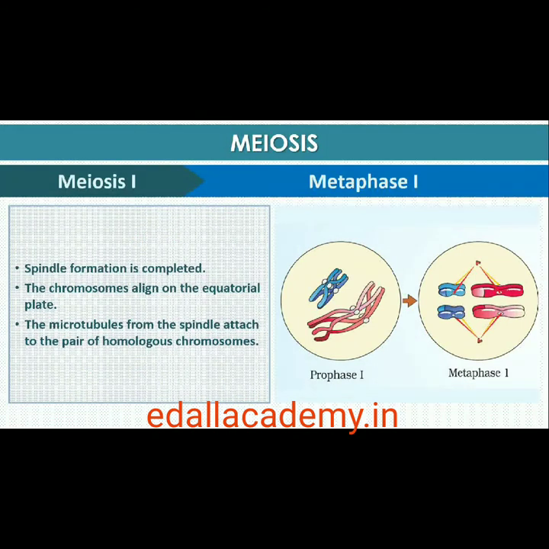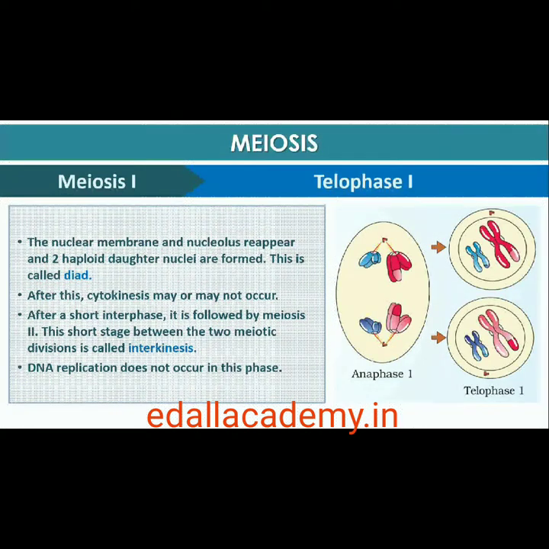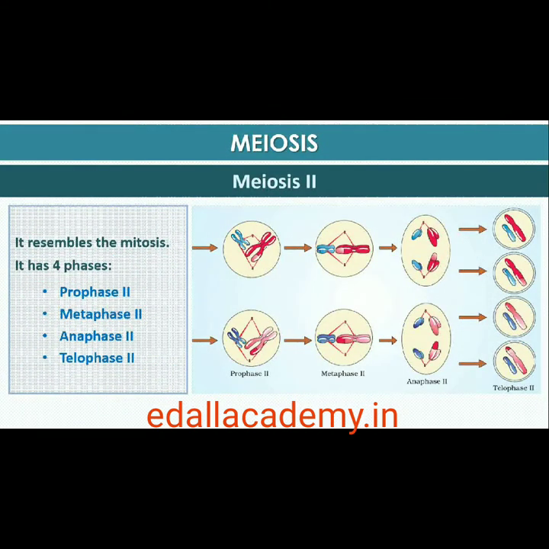Metaphase I: the bivalent chromosomes align on the equatorial plate. The microtubules from the opposite poles of the spindle attach to the pair of homologous chromosomes. Anaphase I: the homologous chromosomes separate, while sister chromatids remain associated at their centromeres. Telophase I: the nuclear membrane and nucleolus reappear, cytokinesis follows, and this is called a dyad of cells. Although in many cases the chromosomes do undergo some dispersion, they do not reach the extremely extended state of the interphase nucleus. The stage between the two meiotic divisions is called interkinesis and is generally short-lived. Interkinesis is followed by prophase 2, a much simpler prophase than prophase I.